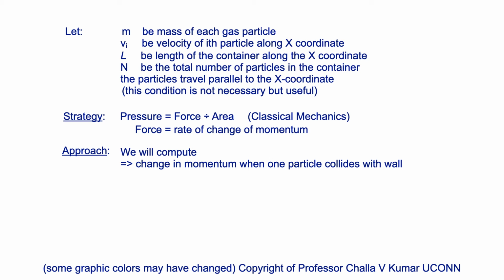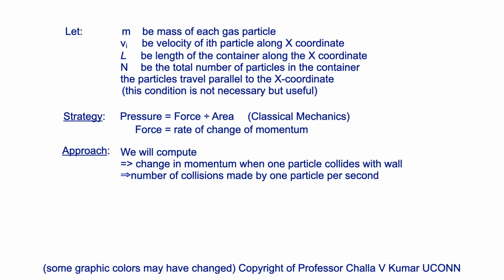So we will first compute the change in momentum when just one particle hits the wall. The wall is placed perpendicular to the x-axis with the area cross-section A, as we defined on the previous slide. Then we're going to calculate the number of collisions made by this particle in 1 second.